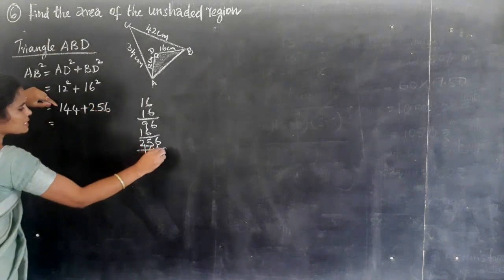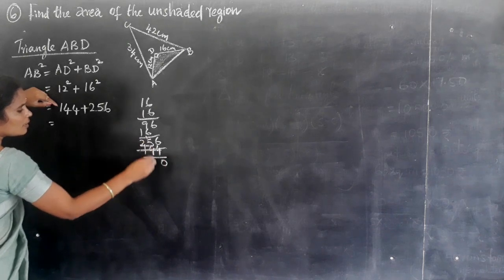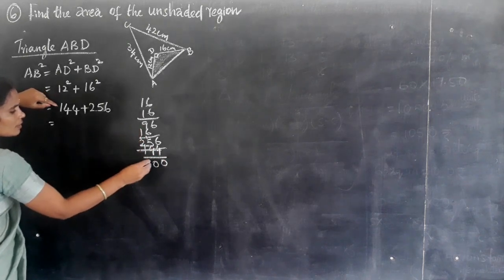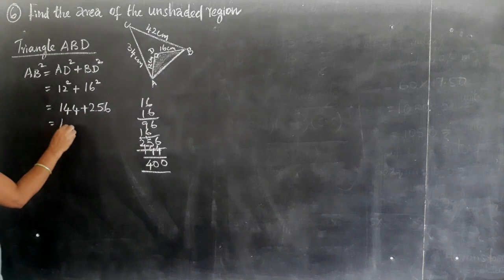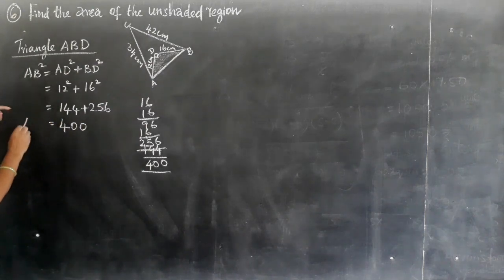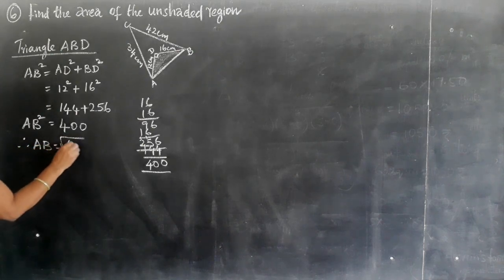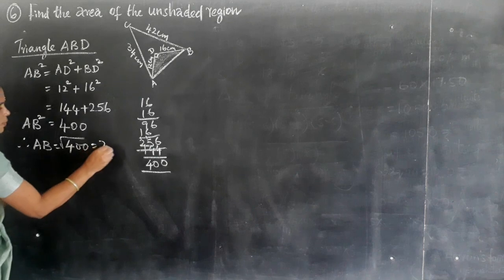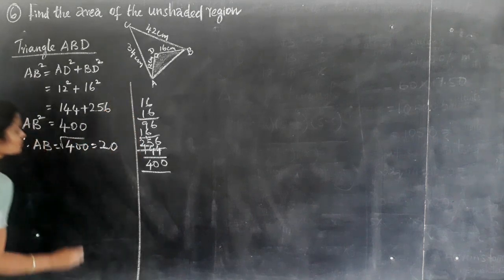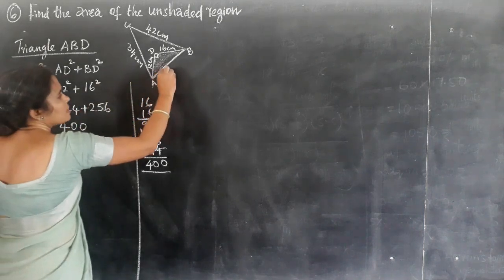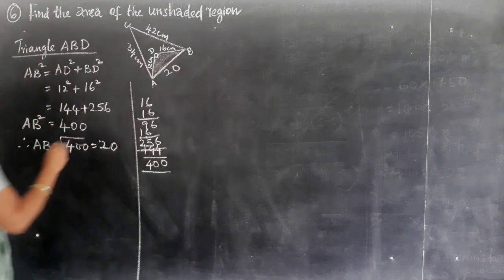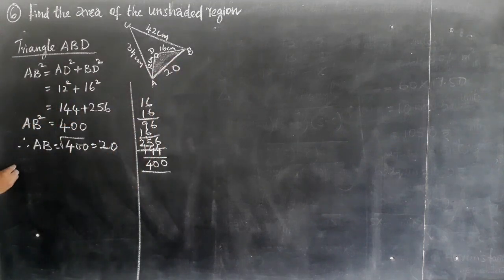Okay, 256 plus 144 is equal to 400. So AB square is equal to 400. Therefore, AB is equal to root of 400, which is 20. So AB is equal to 20. Now, hence it is a right angle triangle.